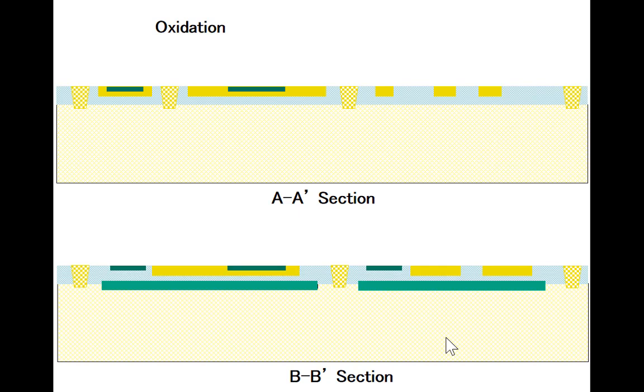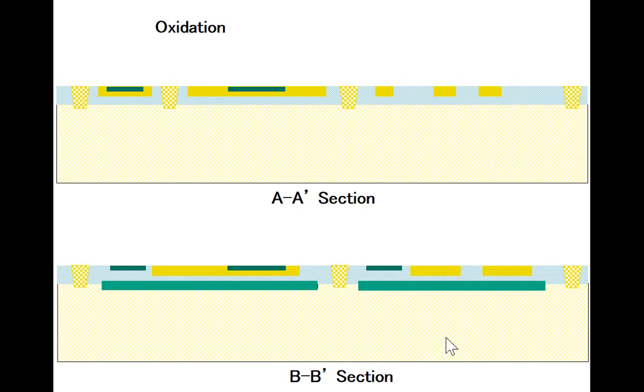How do we isolate devices here? Yes? The isolation diffusion. So we did isolation diffusion to isolate devices here. In the MOS process, we did an oxidation step to isolate the devices.